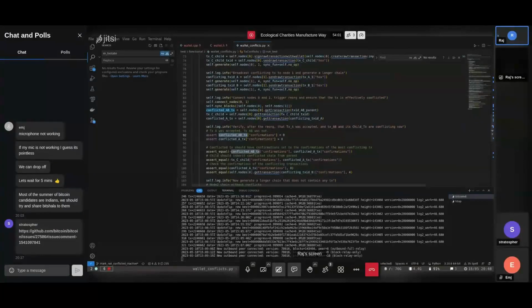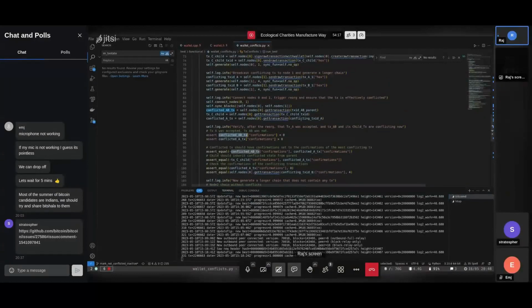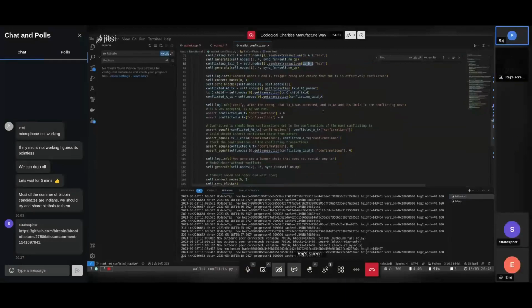So when node 0 is asked, hey, what's the status of the AB parent transaction? It's saying it was in a block, but that got reorged out. And now it is conflicted with a transaction that is inside a block, which is transaction A1 and B1, right? And so that's why its confirmation will be less than 0.